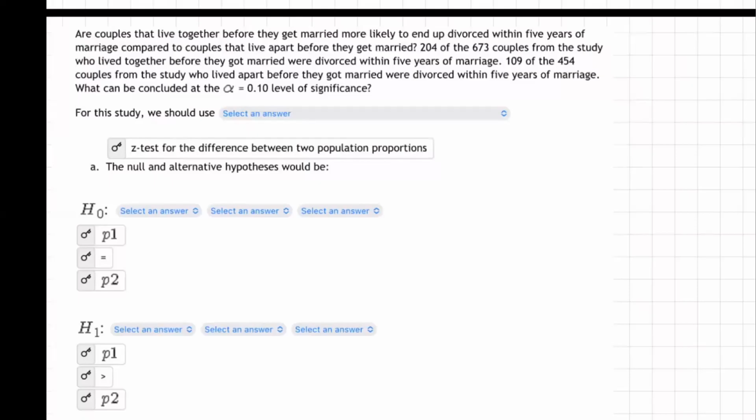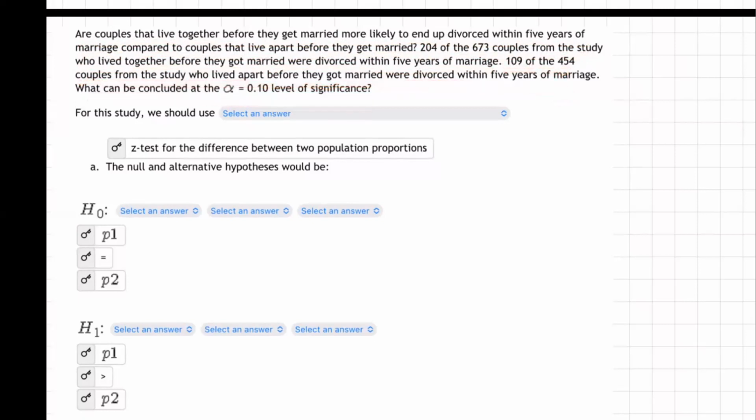This question says, are couples that live together before they get married more likely to end up divorced within 5 years of marriage compared to couples that live apart before they get married? So they did a study, 204 of the 673 couples from the study who lived together before they got married were divorced within 5 years. 109 of the 454 couples from the study who lived apart before they got married were divorced within 5 years. What can be concluded at the alpha point 10?